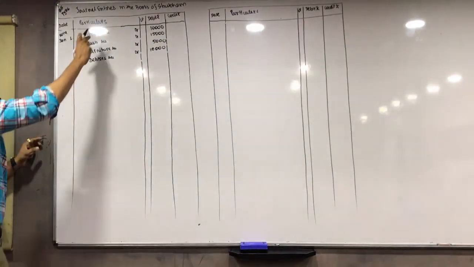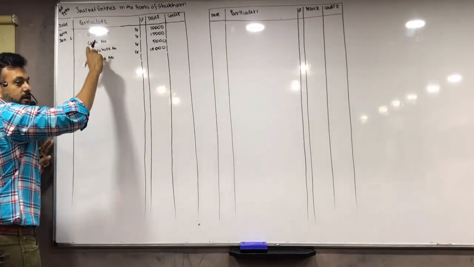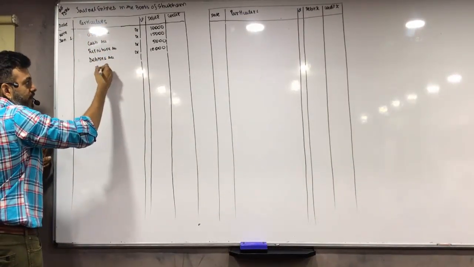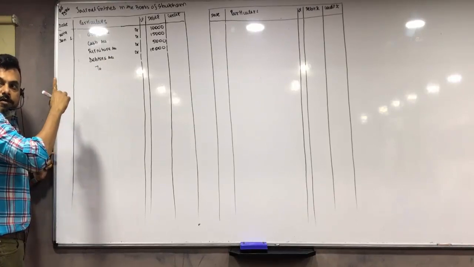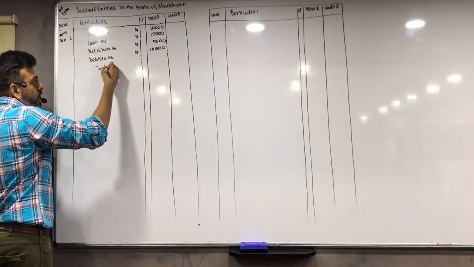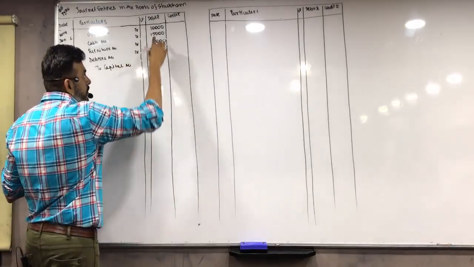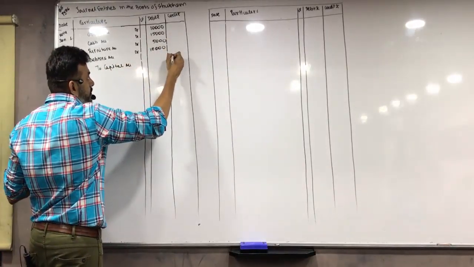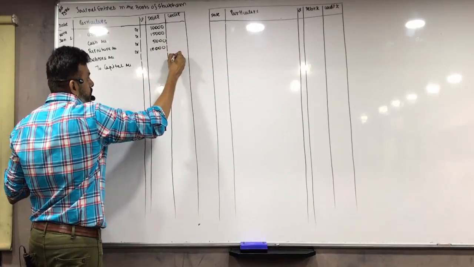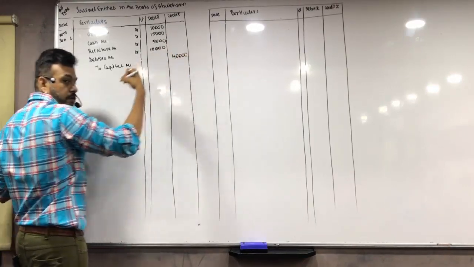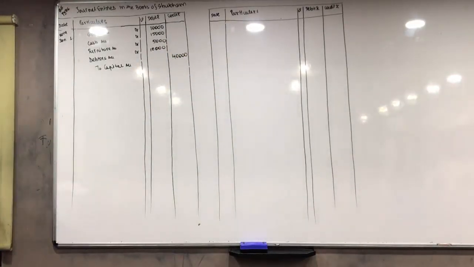So goods comes in, cash comes in, furniture comes in, debtor comes in. Who is the giver? Owner is the giver. So to capital account, total 15 by 20, 50, 40,000. Understood this? Any doubt in this? Okay, we write the narration.